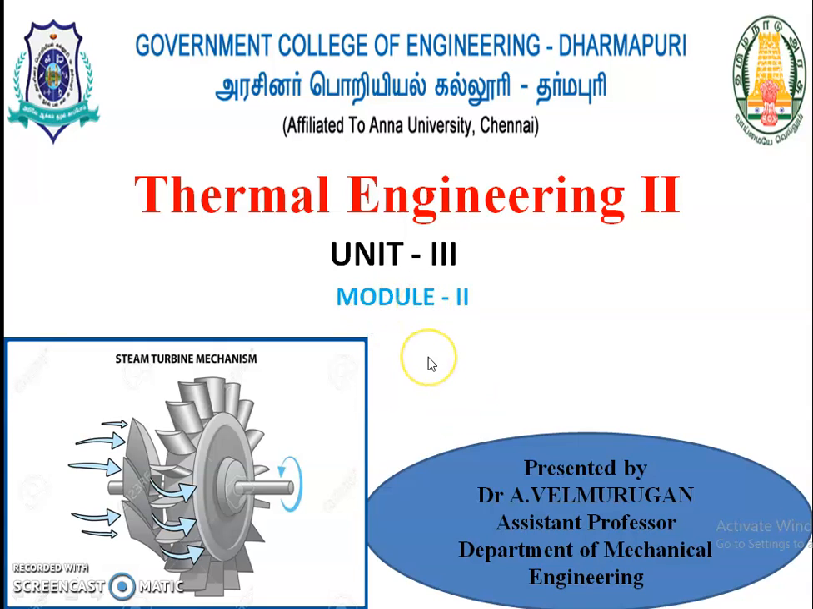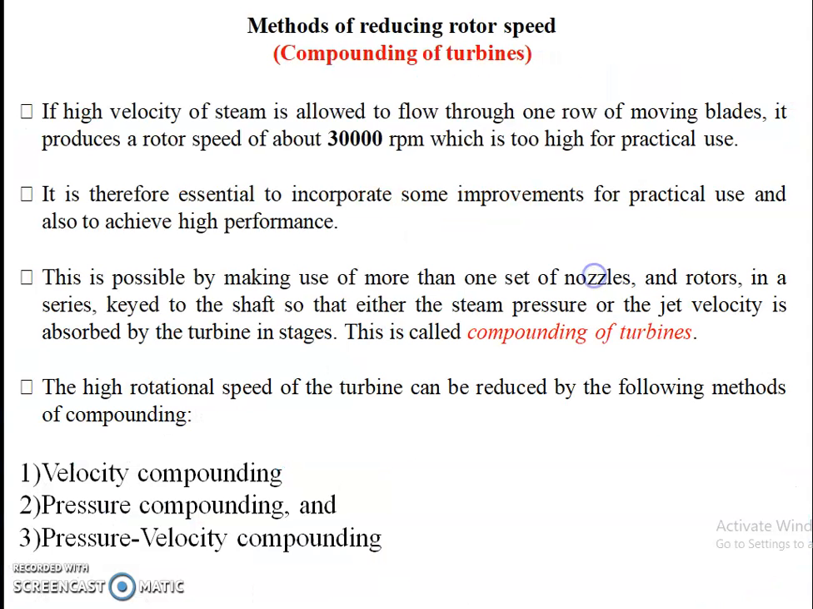The main objective of compounding a steam turbine is to get the same output while reducing the revolutions per minute, because a single stage turbine has a high RPM. With the help of compounding, we keep the output but reduce the speed so it can be used for power generation. From this slide we discuss the compounding of the steam turbine.